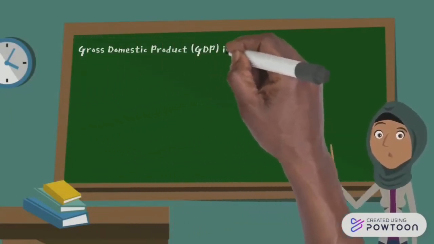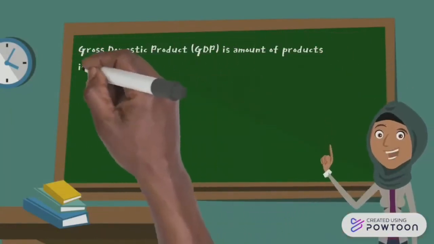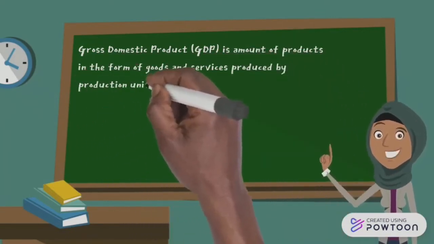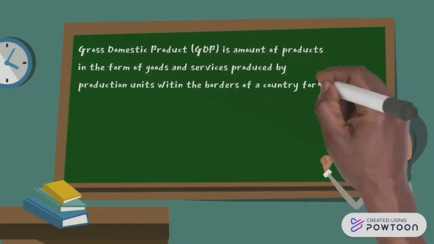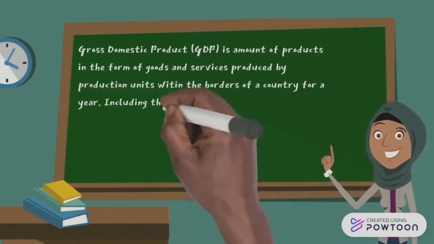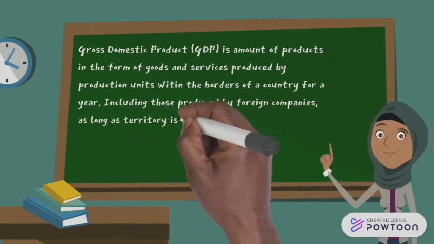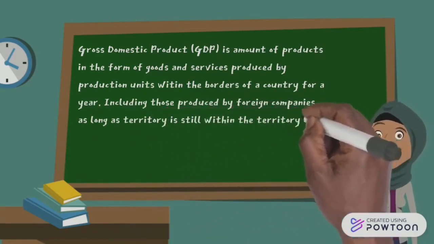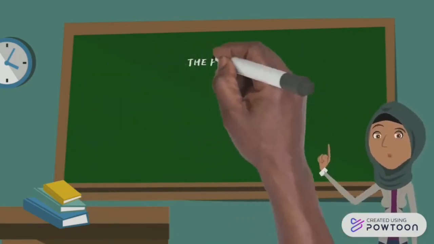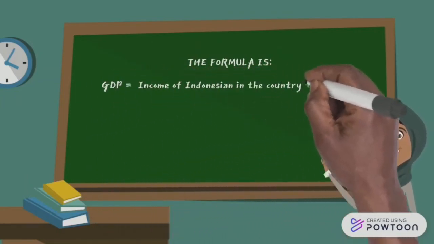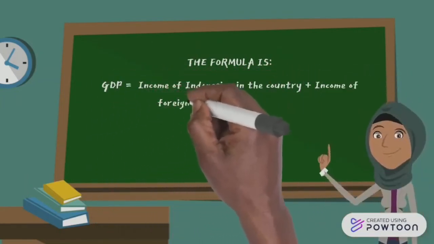Gross domestic product or GDP is the amount of product in the form of goods and services by production units within the border of a country for a year, including products by foreign companies, as long as the territory is still within the territory of the country. The formula is GDP equals income of Indonesians in the country plus income of foreign nationals in the country.